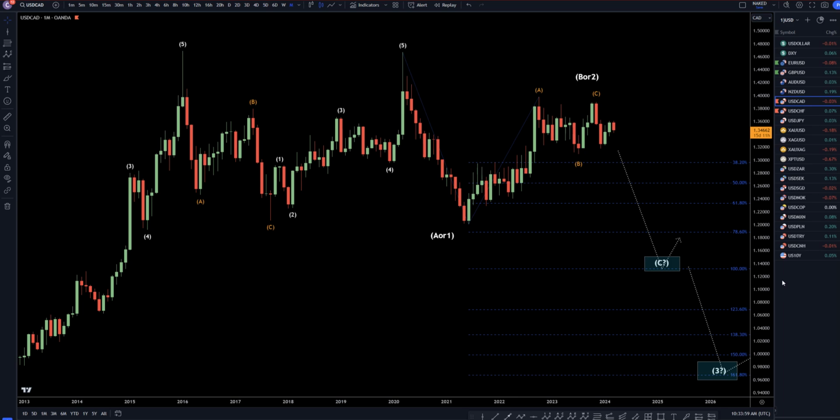Today is Thursday, March 14th, and I'm going to be analyzing the US dollar Canadian, starting on the monthly, working my way down to the 1 hour time frame for the full top-down analysis.